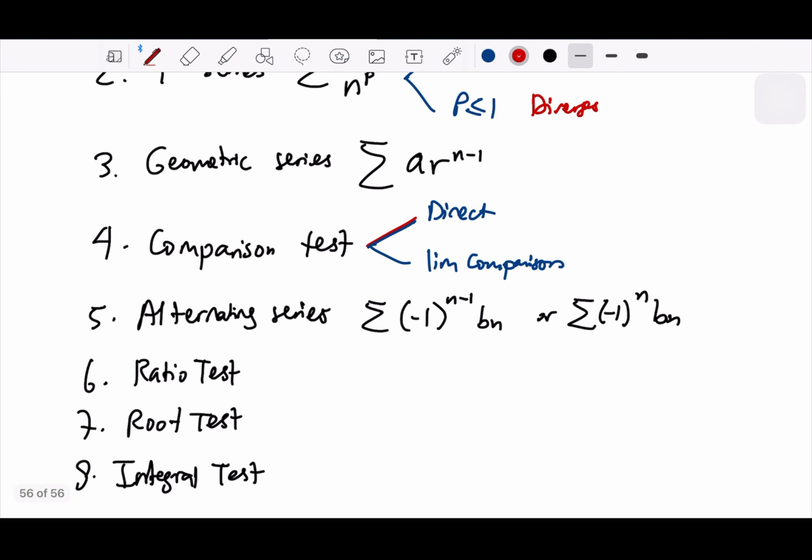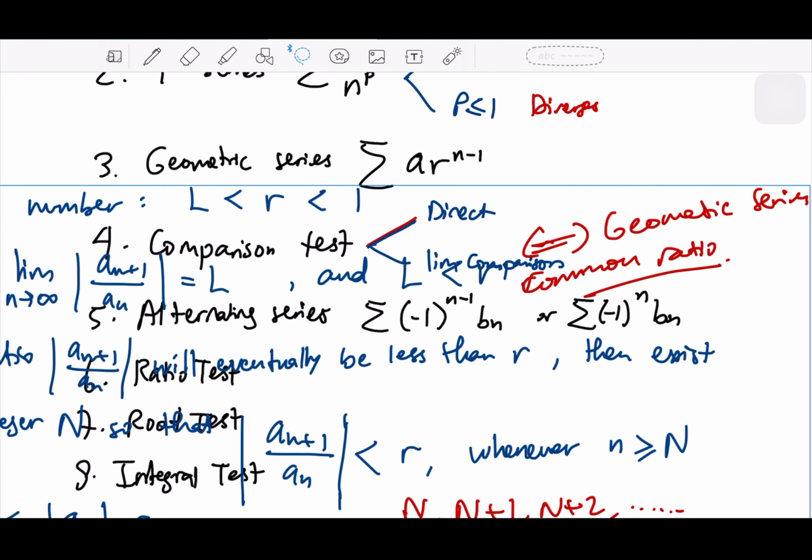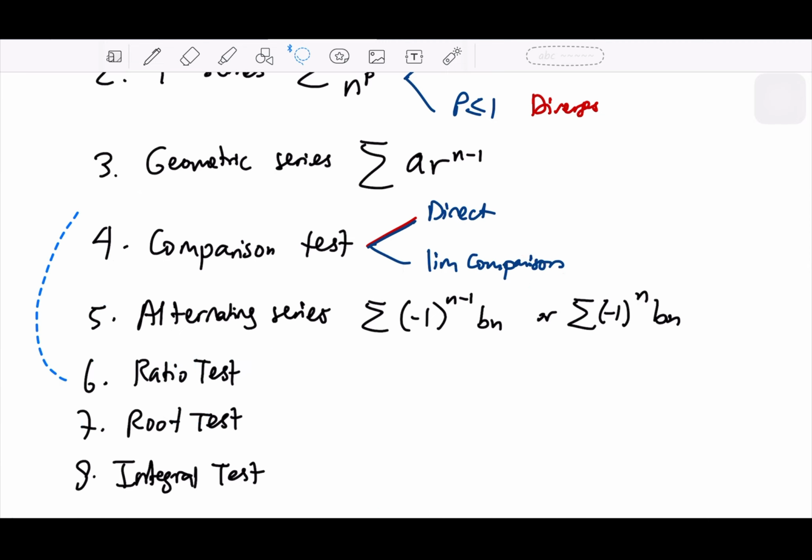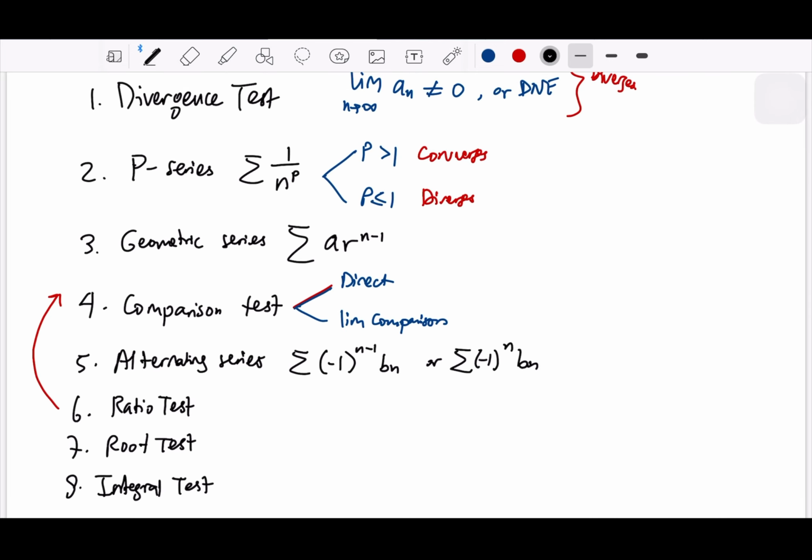So the ratio test, maybe you can put it here, maybe here. Well, it depends on you actually. Okay, I will go review the strategy maybe next Thursday.